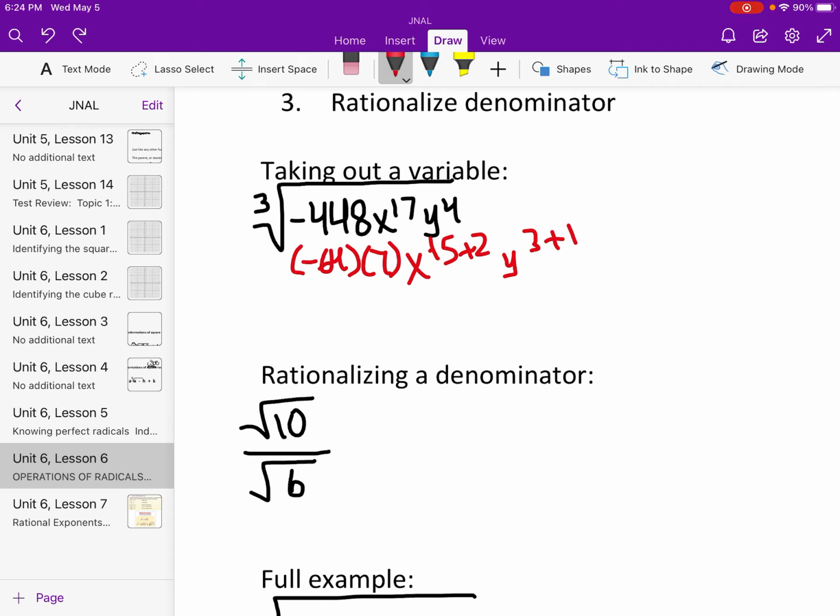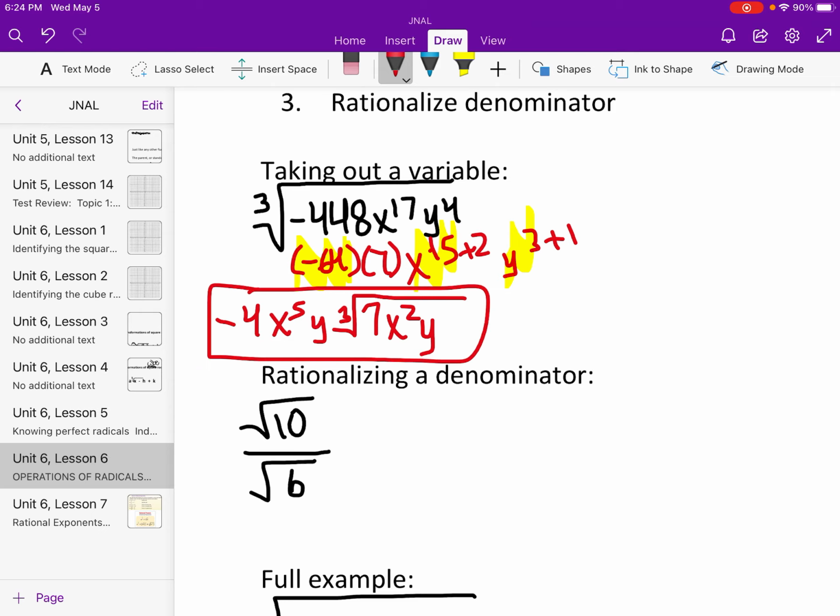Now we can take the cube root of things that we're able to, which is negative 64, x to the 15th, and the y cubed. We can take those out. We would get negative 4 out here. X to the 15th divided by 3 is x to the 5th, and y cubed divided by 3 is just y. And then we still have things under here. We have a 7 left over, we have an x squared left over, and we have a y to the first, or just y. So that's what that would be.